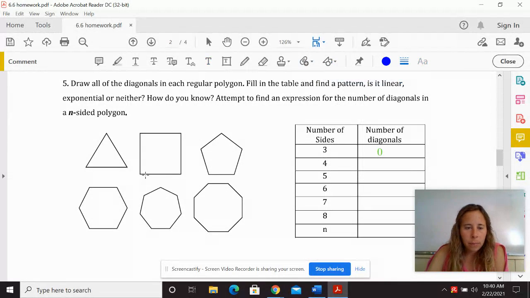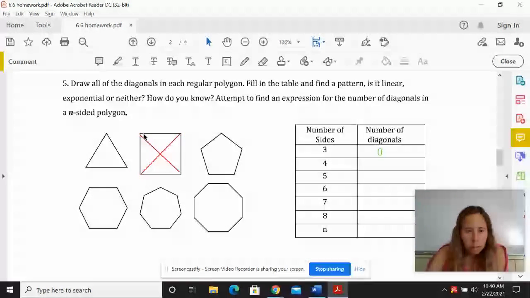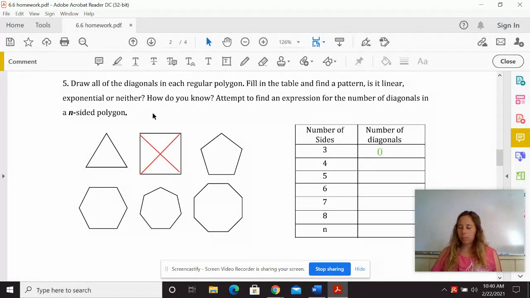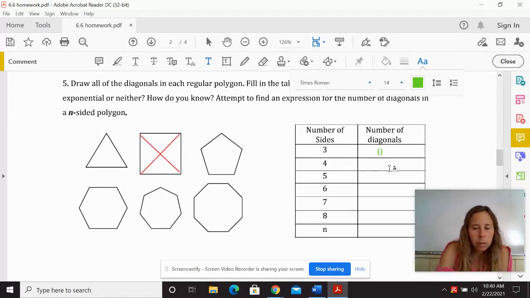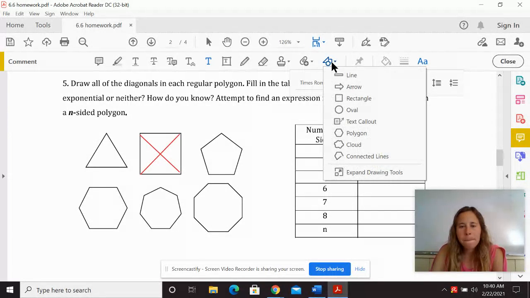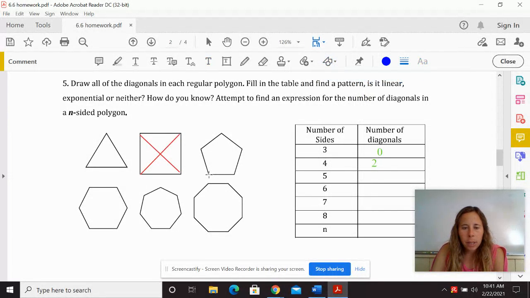Okay. Square, we've done before. I guess I can. Opposite vertex to opposite vertex. Okay. Another line, opposite vertex to opposite vertex. All right. So squares have 2. Pentagon. Okay, opposite vertex to opposite vertex.